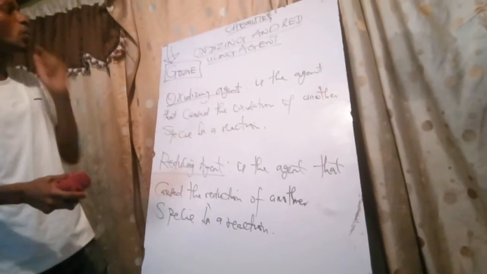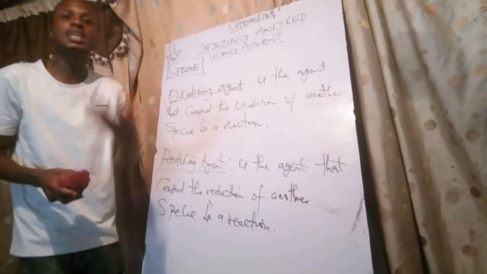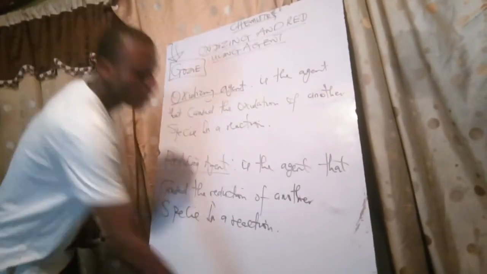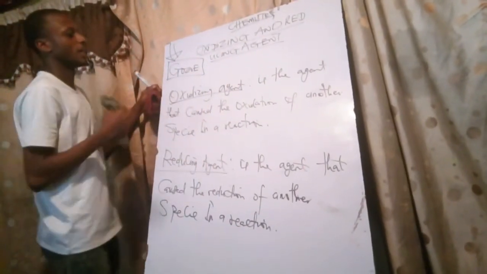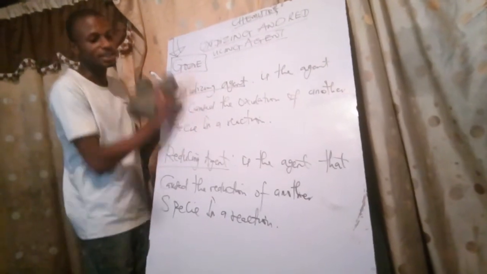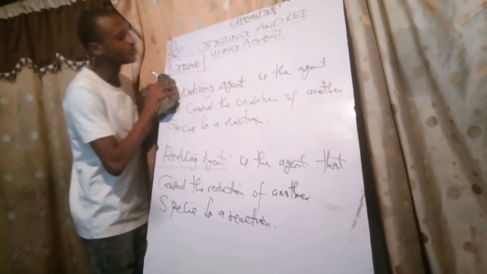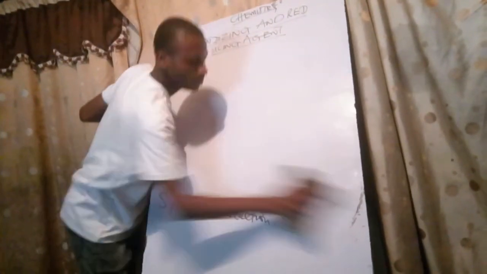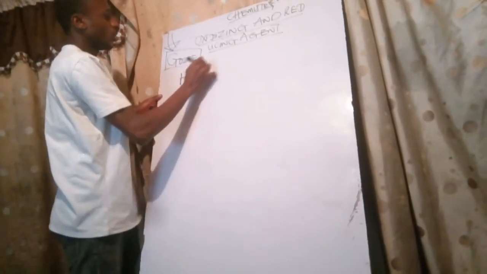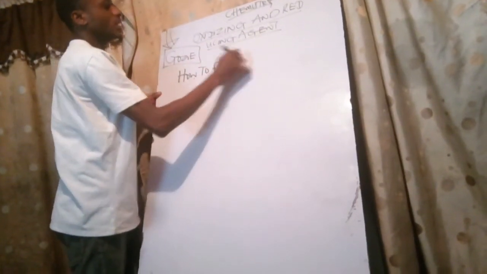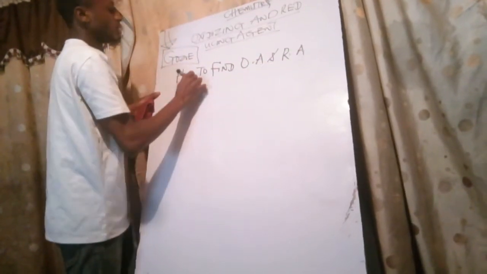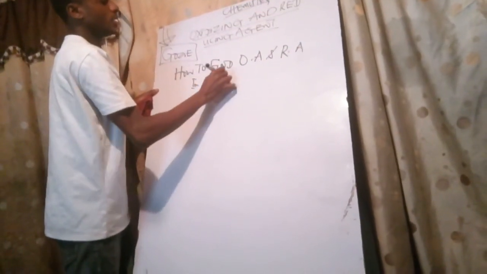Next, we shall be talking about how to find the oxidizing agent and the reducing agent in a reaction. Probably you pause the video and take down the notes. How to find oxidizing agent and reducing agent in a reaction.